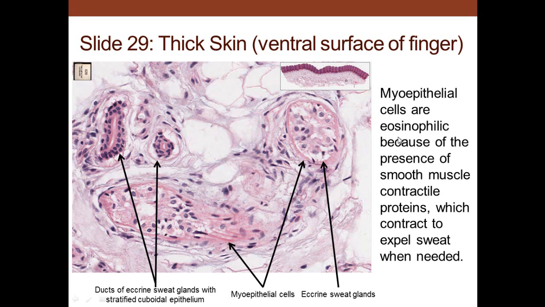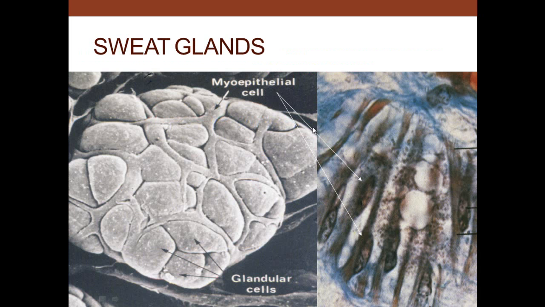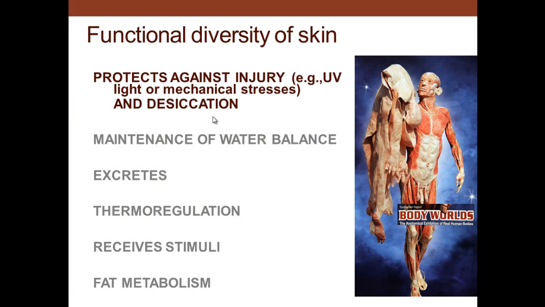Myoepithelium is eosinophilic because of the smooth muscle contraction proteins. It's not smooth muscle. It's actually epithelium. However, it does have actin and myosin proteins in there, and that's what makes it eosinophilic. And whenever it contracts, it discharges the sweat content. And here we can see the myoepithelium. These are epithelial cells, not smooth muscle. And you can see how it forms like a little mesh around it and squeezes the secretions out.